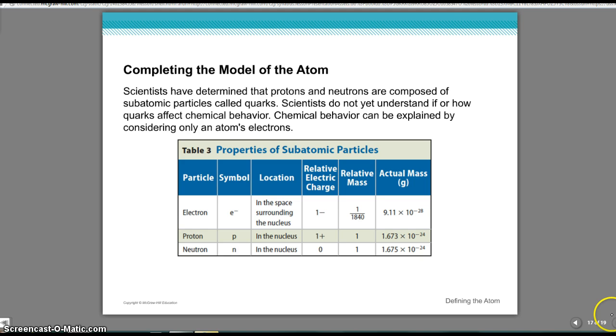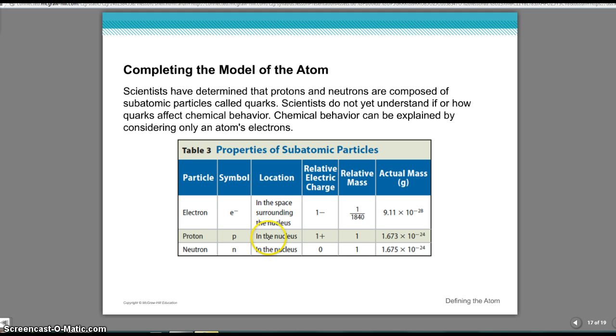Okay, so let's summarize what we know about all of our subatomic particles. We have the electron, which is represented right here as a lowercase e with a -1 as its superscript to represent its -1 charge. It's in the space surrounding the nucleus, has a charge of -1. It is nearly 2,000 times smaller than a proton or a neutron, and its actual mass is given here.